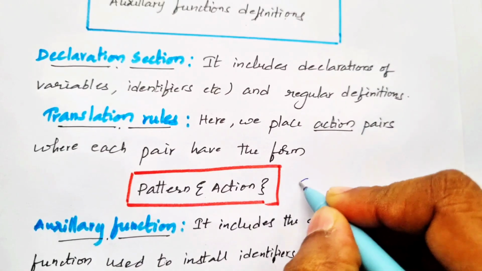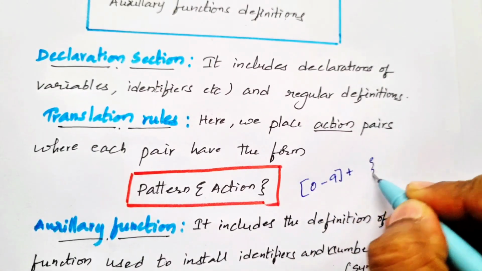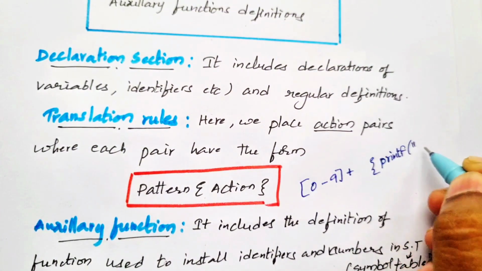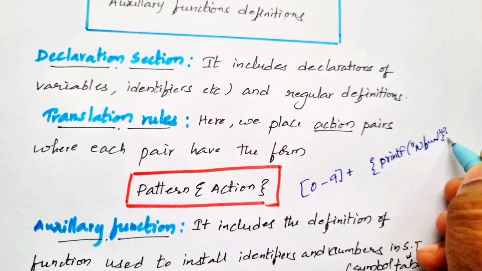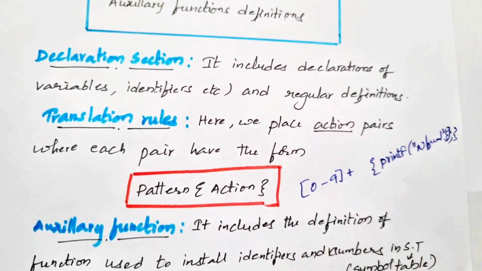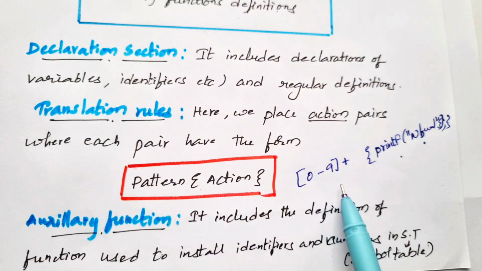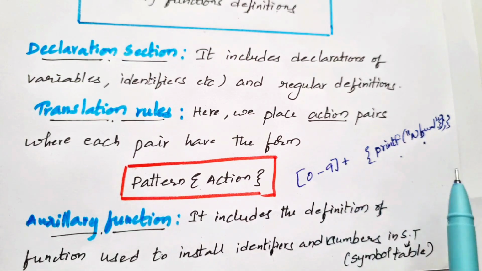For example, [0-9]+ followed by the action printf("number found"). Here, what is the pattern? It matches one or more digits, and the action prints a message whenever a number is detected. Thus, the lexical analyzer continuously scans the input and executes the corresponding action whenever a pattern matches.